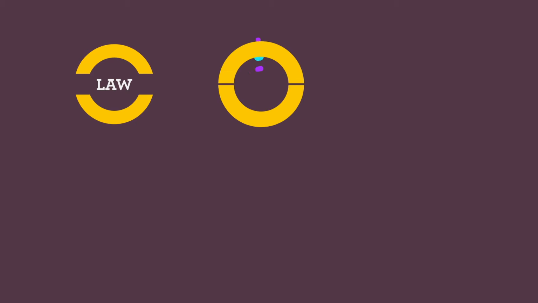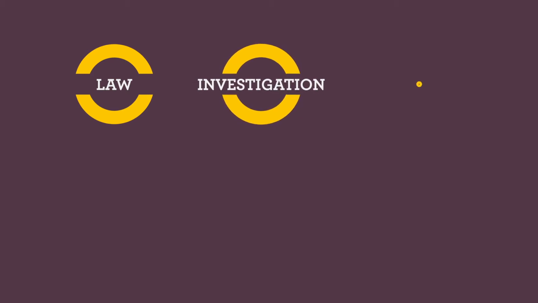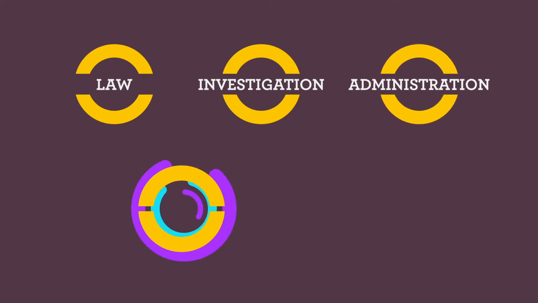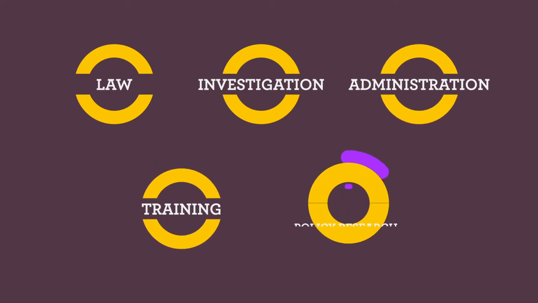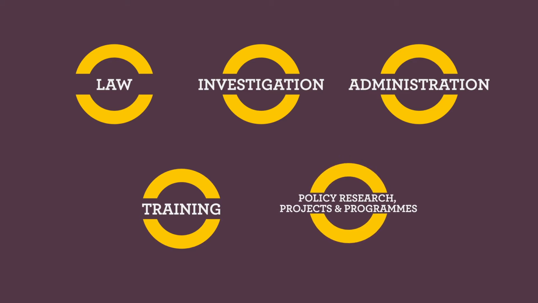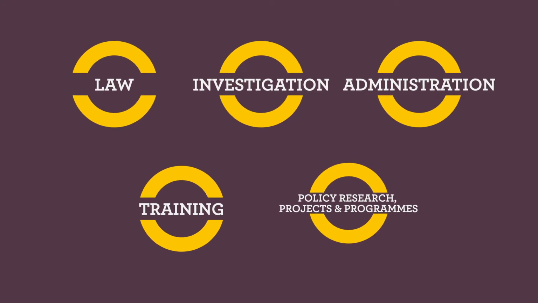Now, if you look at the structure of the NHRC, it is divided into 5 divisions. I draw your attention to the graphic in which the 5 divisions of the Commission are given. There is a law division, there is an investigation division, and there is an administrative division and training division, and there is a policy research program projects division.